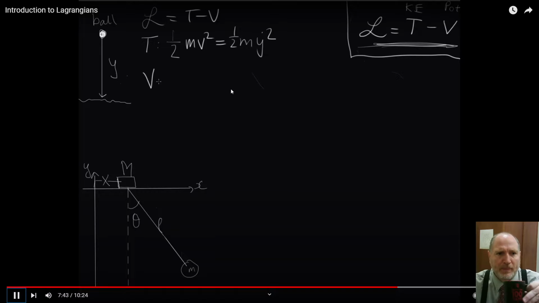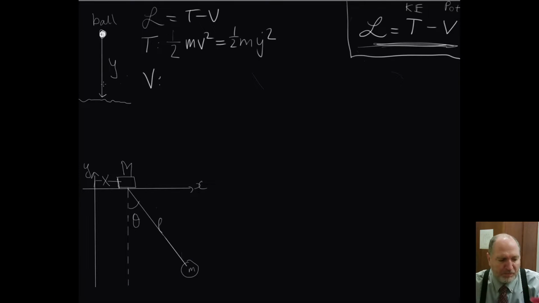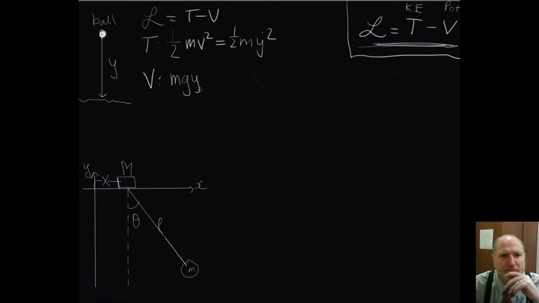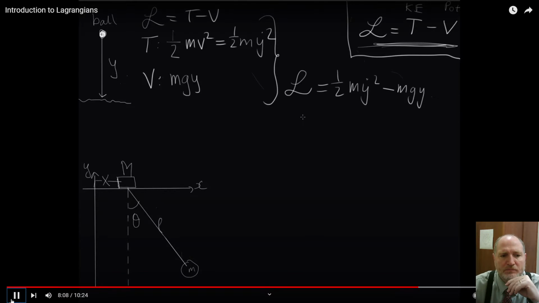Now, looking at the potential energy, I'm sure this will come as no surprise to you: it is the gravitational potential energy, simply written as mgy. Putting all of these together, I can write my Lagrangian. L is equal to a half m y dot squared minus mgy. So that is the Lagrangian for an object falling under a uniform gravitational field.